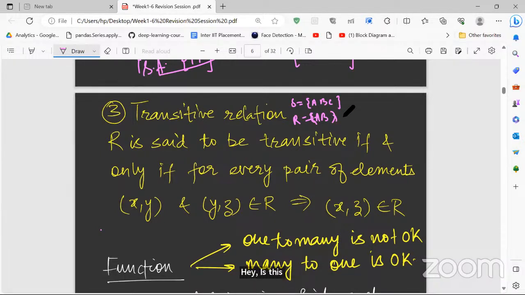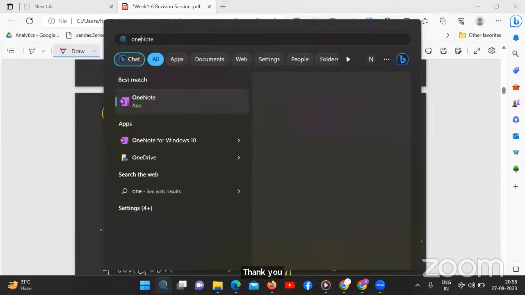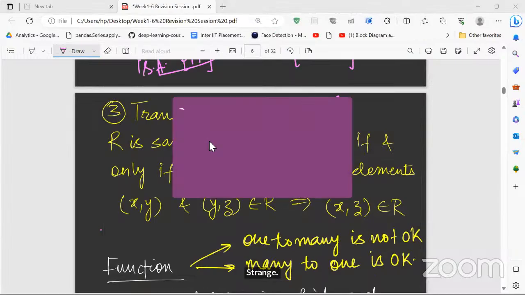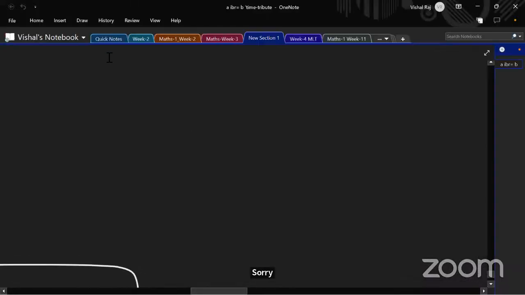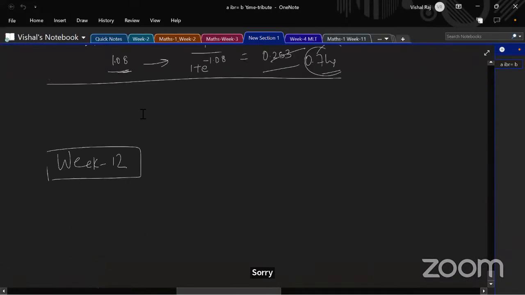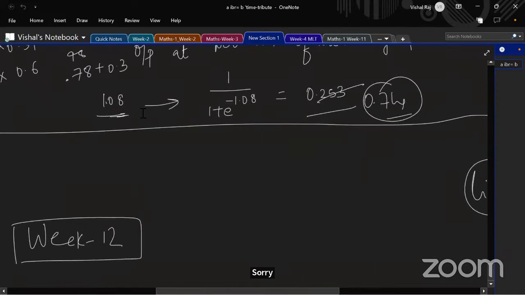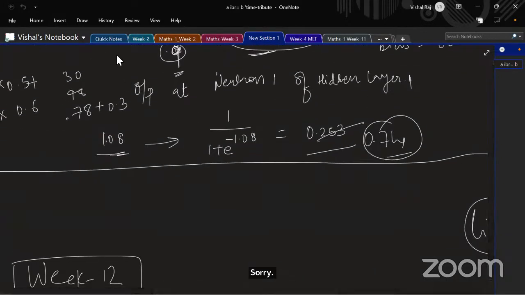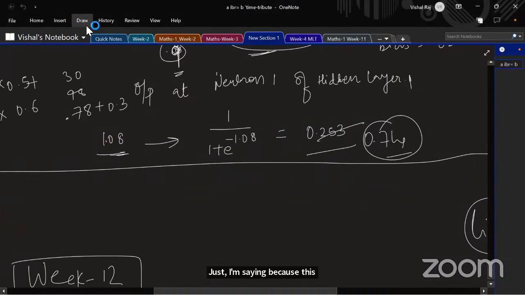Is this transitive? No, sir. How many of you are saying it's not transitive? Oh, no, it's just me, I guess. Transitive. Sir, it is transitive. I'm saying this because the definition is very confusing.